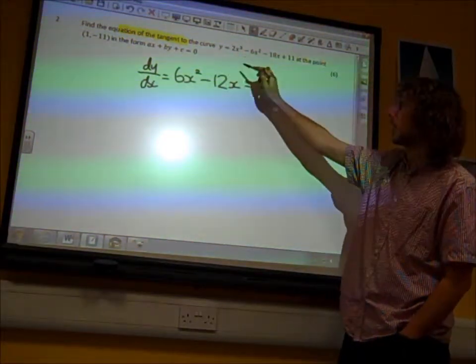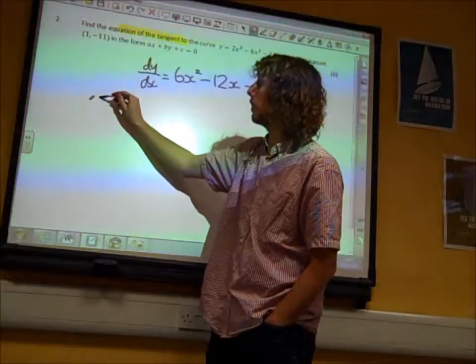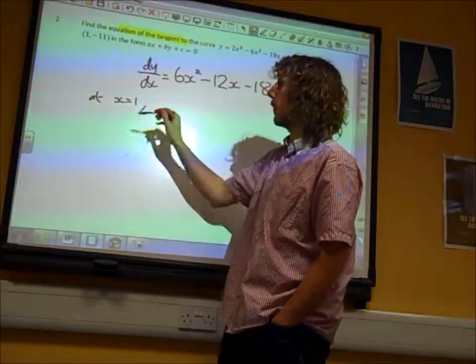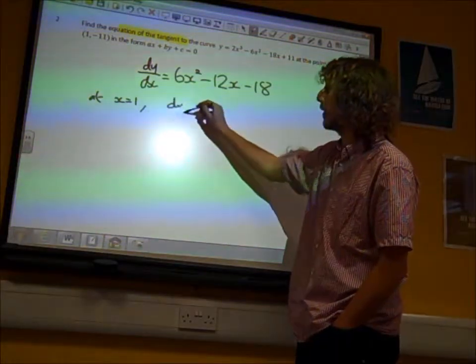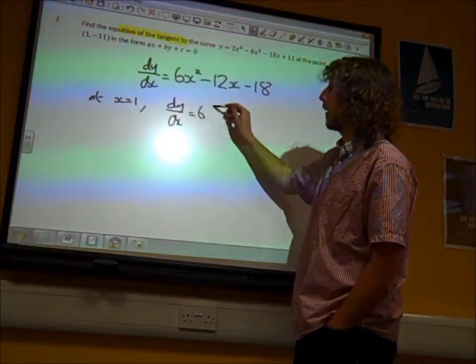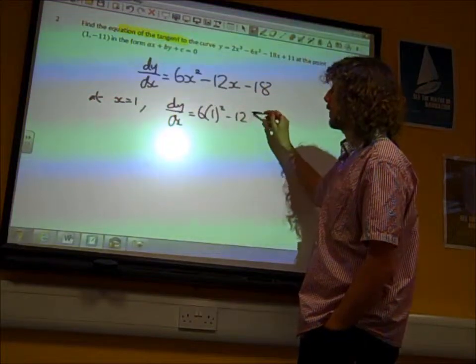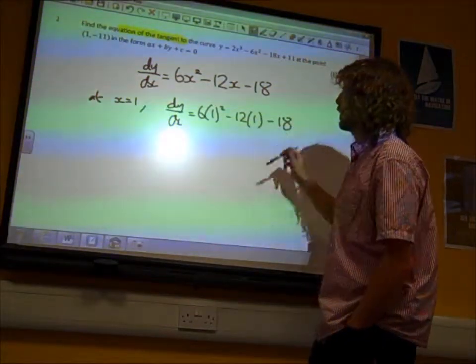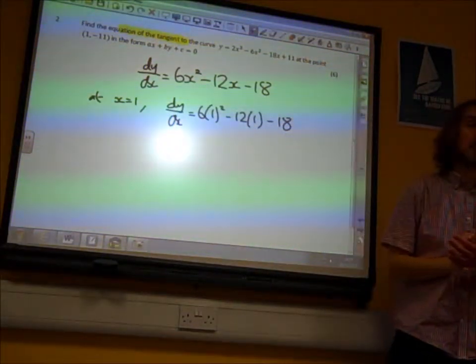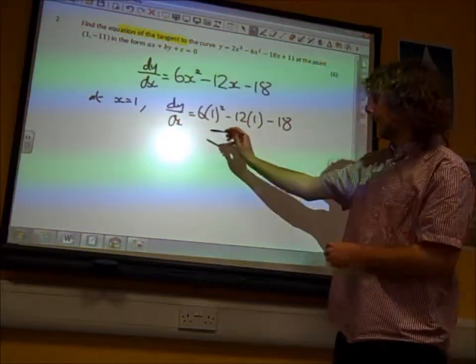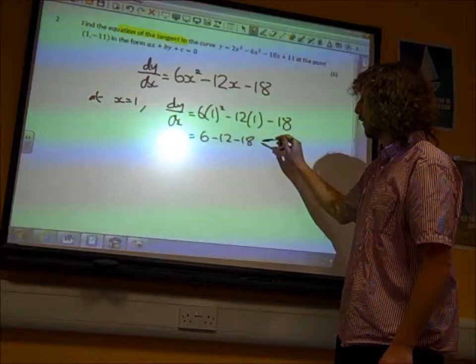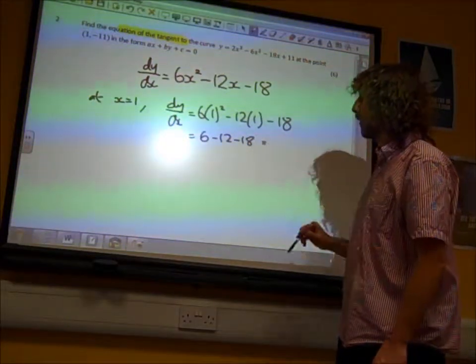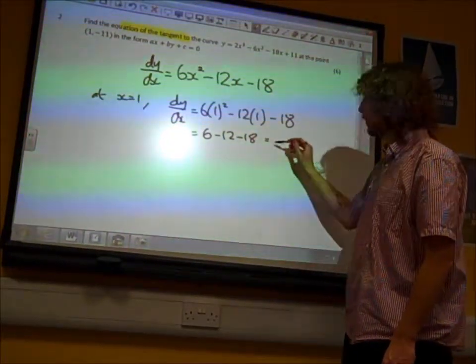What we need to do now is sub in this x value. At the point where x equals 1, we need to know what the gradient is. And the gradient is 6 times 1 squared minus 12 times 1 minus 18. Which would be, I don't know why I've written basically the same thing again, sorry. Is that negative 24?